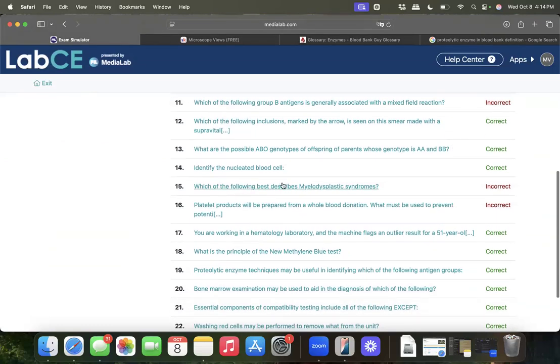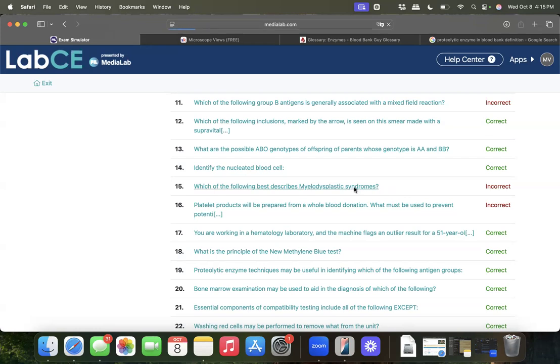And then, which of the following best describes myelodysplastic syndromes? Do we remember? Can anyone describe that to me real quick in the chat? Myelodysplastic syndrome. I know, guys, I'm sorry, I'm messing up. Yes, it's a lot of everything, but it's not an overproliferation of something. It's a qualitative or quantitative defect, right?